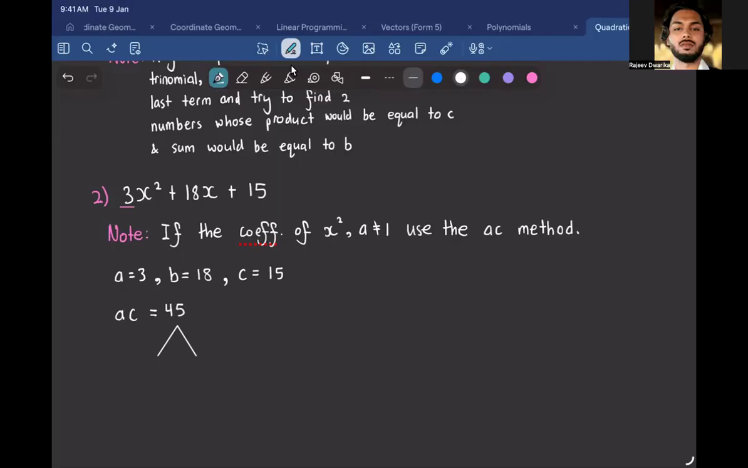If you add 9 and 5, what are you going to get? No, 14. Let me check something.